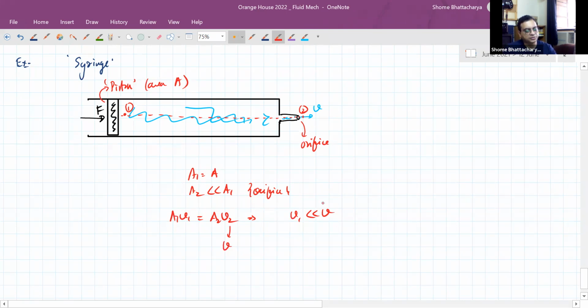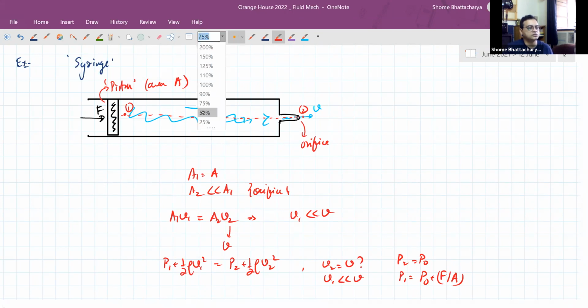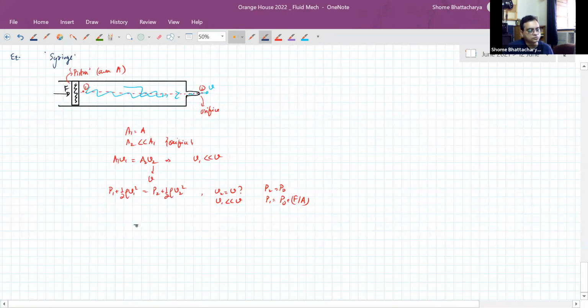So now applying Bernoulli's equation. So this V2 is the V that we are trying to find out. V1 is very small compared to V. P2 is atmospheric pressure, but P1 will be atmospheric pressure plus F by A, because we are applying the force F at the piston of area A.